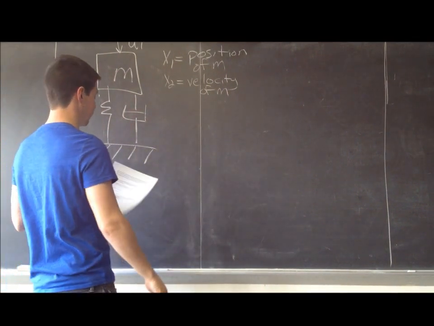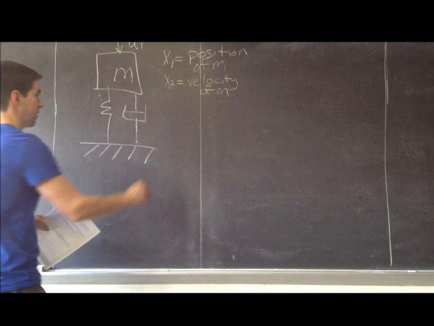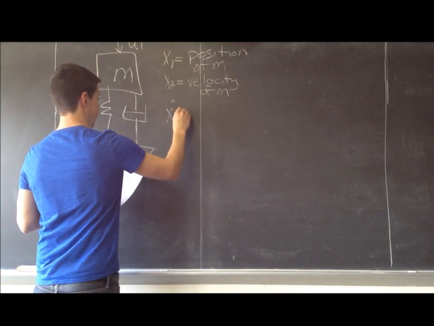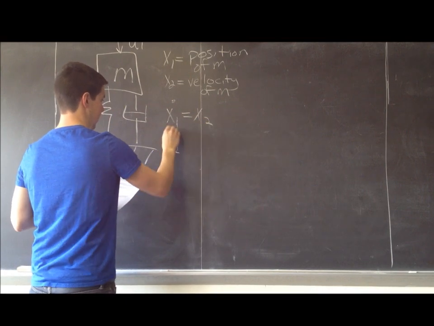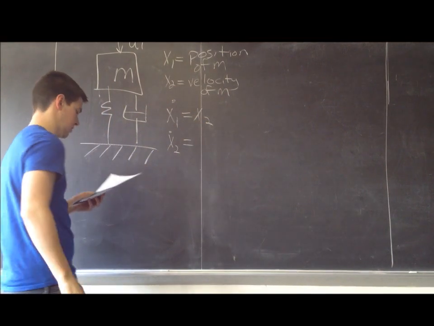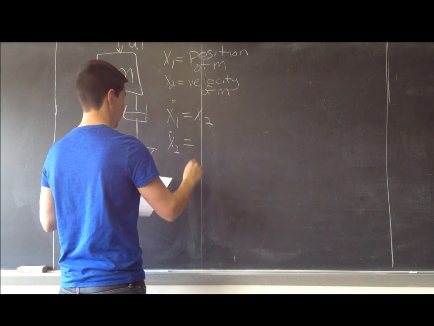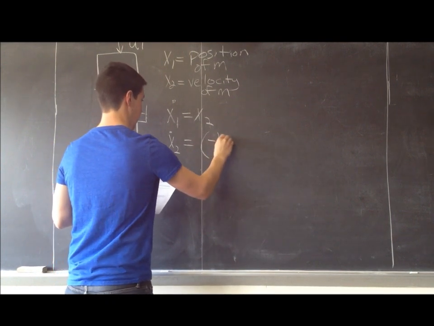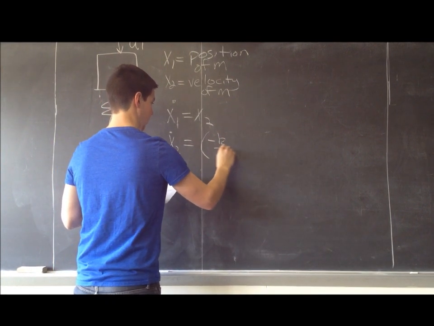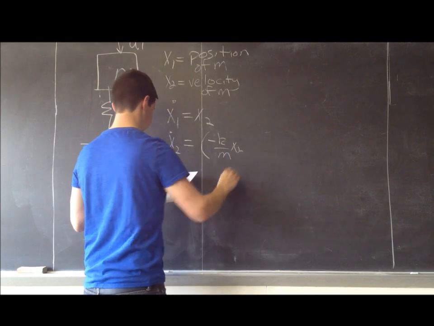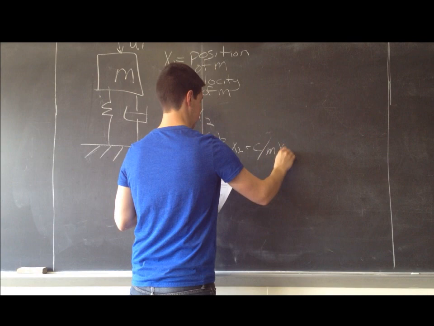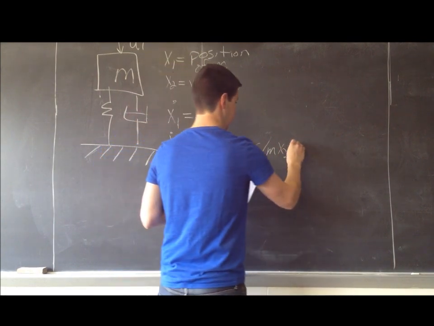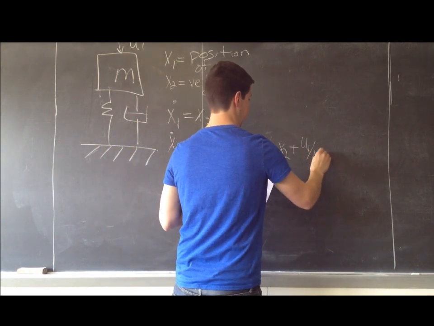Looking at our system, we have two state equations. They are x1 dot equals x2, and x2 dot, using sum of the forces, equals negative k over m x1 minus c over m x2 plus u1 over m.